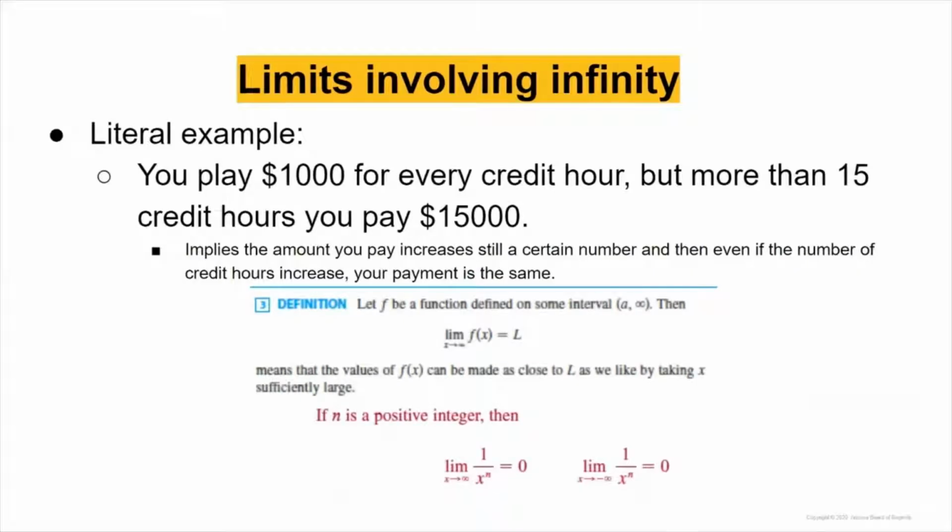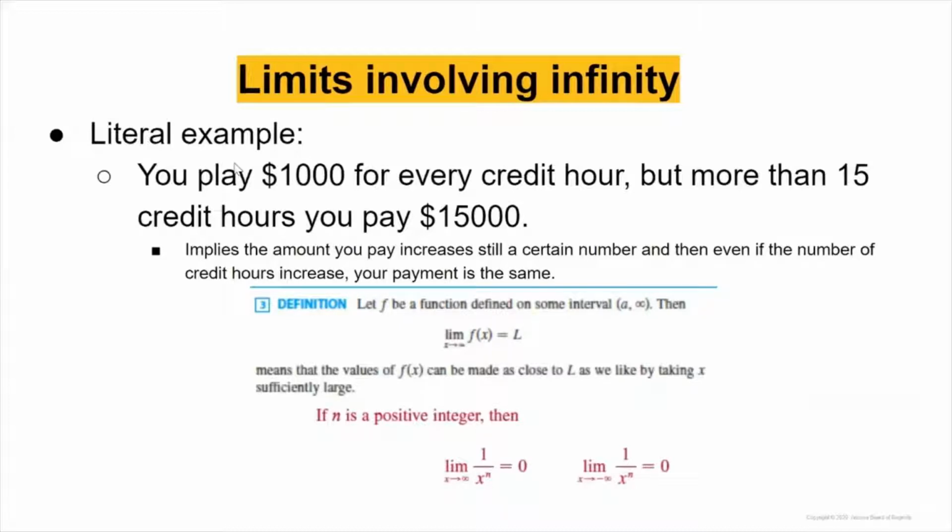What to do when the limits tend to infinity, as in x tends to infinity. It talks about questions where, suppose you pay $1,000 for every credit hour, but for more than 15 credit hours, you pay $15,000. So even if I'm taking 19 credit hours, I'm still paying $15,000.